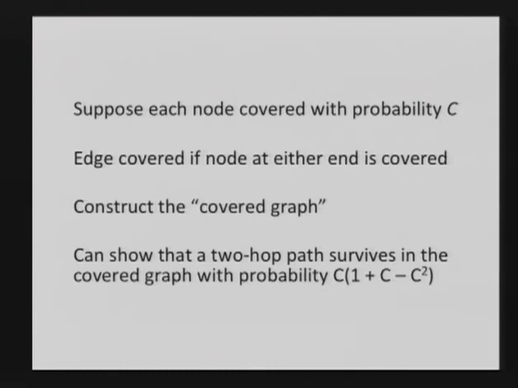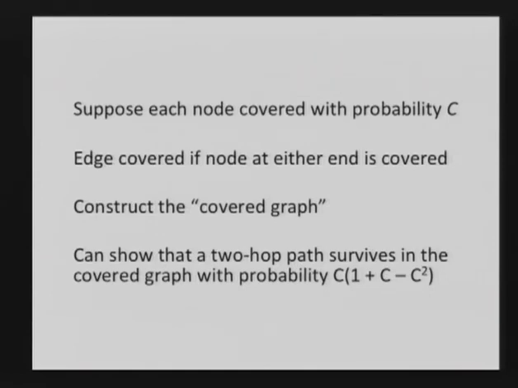Because remember, the data for each call is collected and associated with both ends. So if either end is collected, then the edge is collected. Now we can construct the covered graph. This is basically a model of what data the agency would get if they had only coverage C. And it turns out you can show that a two-hop path survives in the covered graph with this probability, C times quantity 1 plus C minus C squared.